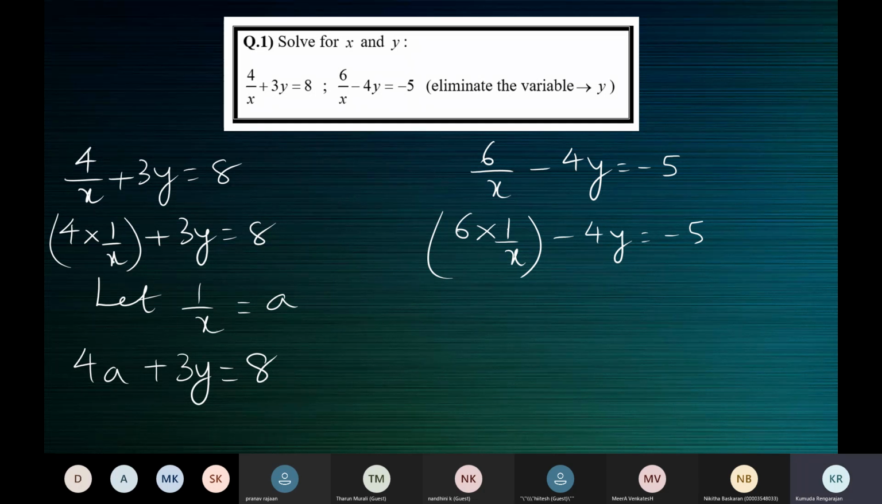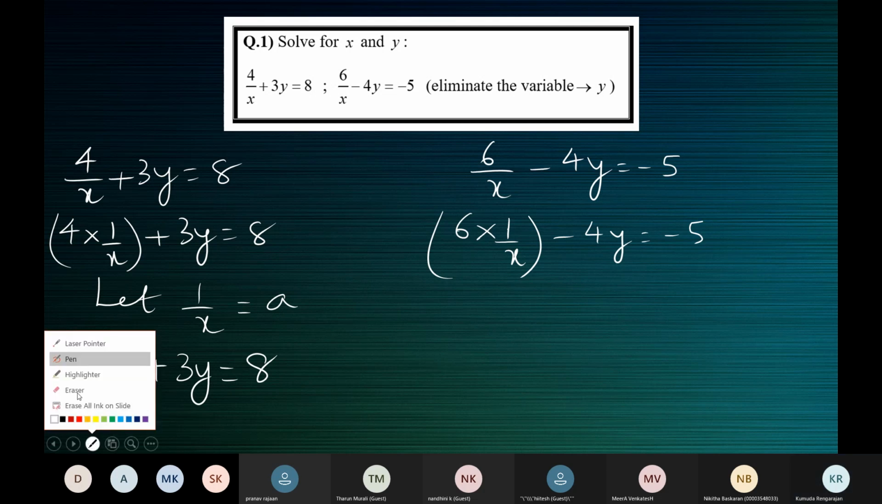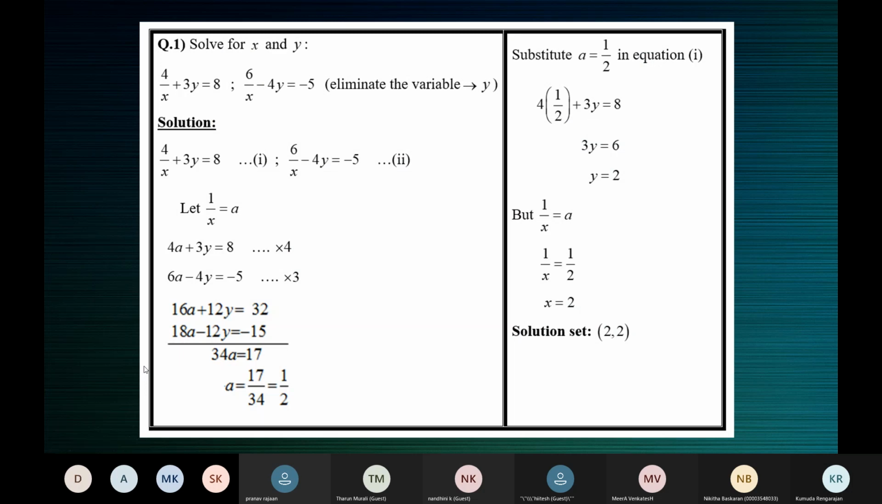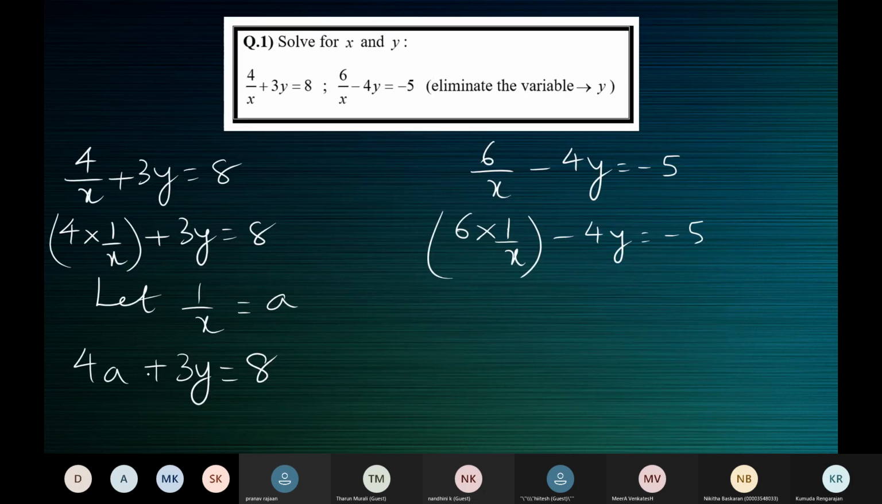Because why 1 by x? Because the variable x is in the denominator. You don't want x to be in the denominator. So we say let 1 by x be equal to a. You can say b, c, d, any letter other than x or y. Now see what happens. So what happens?